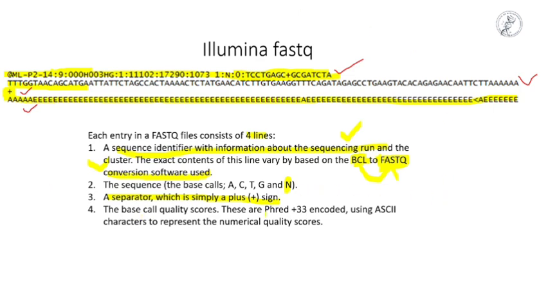Usually it is calculated using a software called Phred quality score, Phred plus 33, encoded using ASCII characters. It represents the numerical quality score. Usually these quality scores are determined by the software called Phred, and there is a quality score for each nucleotide. The quality score for T is A, the quality score for G is A. What is this A, G, all these we will tell.